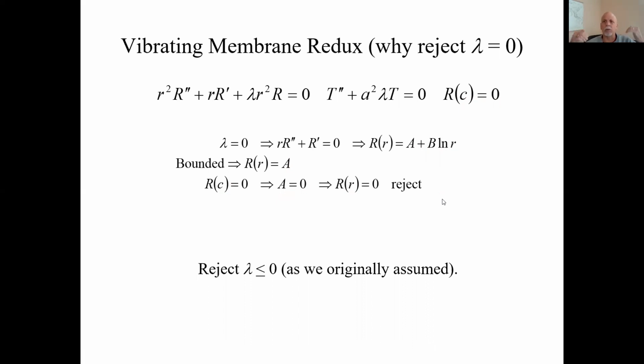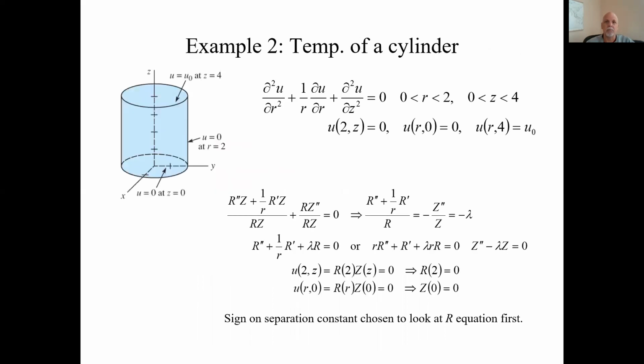Now we have a more rigorous justification for rejecting non-positive eigenvalues, other than just you expect oscillation. We'll do some more problems in a bit where we use these modified Bessel functions. Don't always reject them. So we're going to get into a little bit more of using those modified Bessel functions.